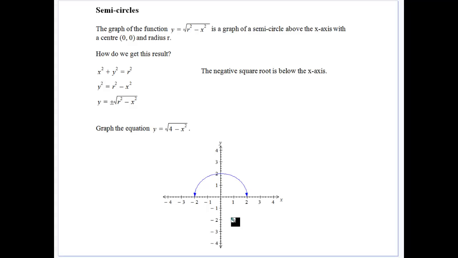We want to look now at a graph that's related to the circle, and obviously it's related because when we call it a semicircle, it's got a relationship to the circle. Now, the graph of this function is in this form.